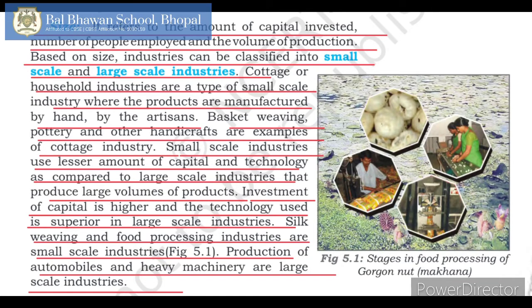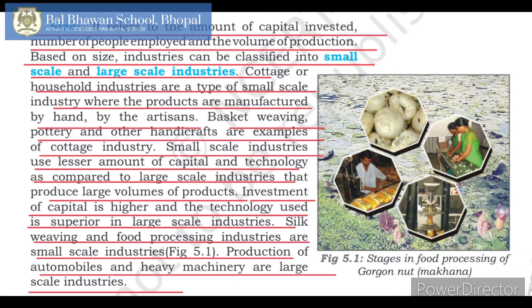Industries are classified on the basis of size. It refers to the amount of capital invested, number of people employed, and the volume of production. When we talk about the size of our industry, it could be understood like how much amount is being invested in that industry, how many people are working in that industry, and what is the amount or the volume of production that company or that industry is making. Based on size, industries can be classified into small scale and large scale industries.